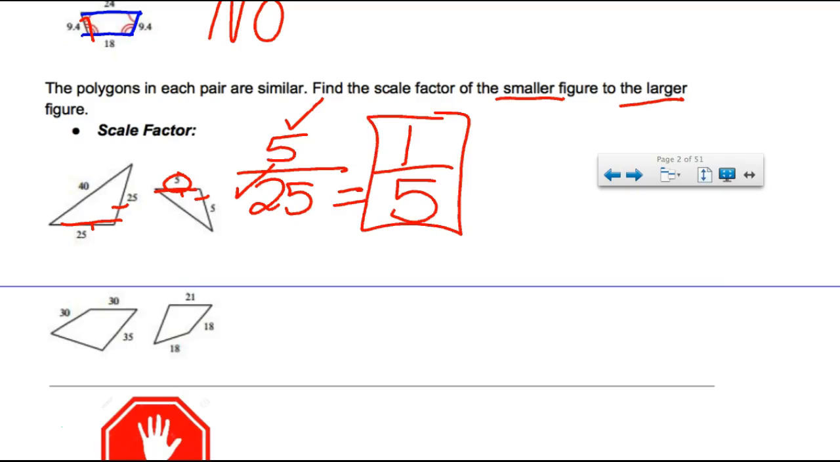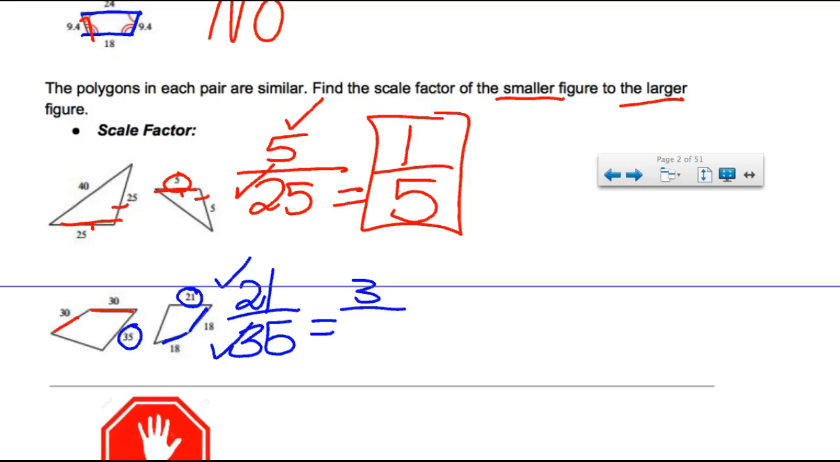Let's go label these. I've got two that are the same. So those 18s match up with the 30s. And then I've got two that are different. So I can pick any pair of corresponding sides, small to large. I'm going to pick 21 to 35. And I'd say 21 to 35. I'm going to reduce it. 7 goes into 21 3 times. 7 goes into 35 5 times. And this is called my scale factor, small to large.